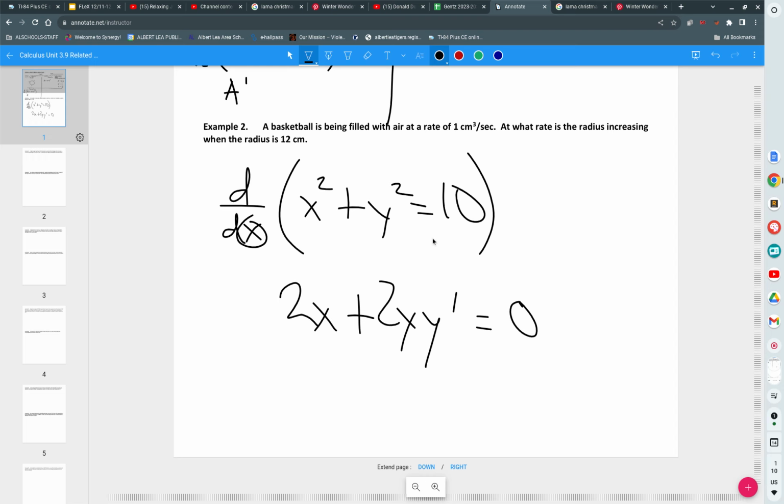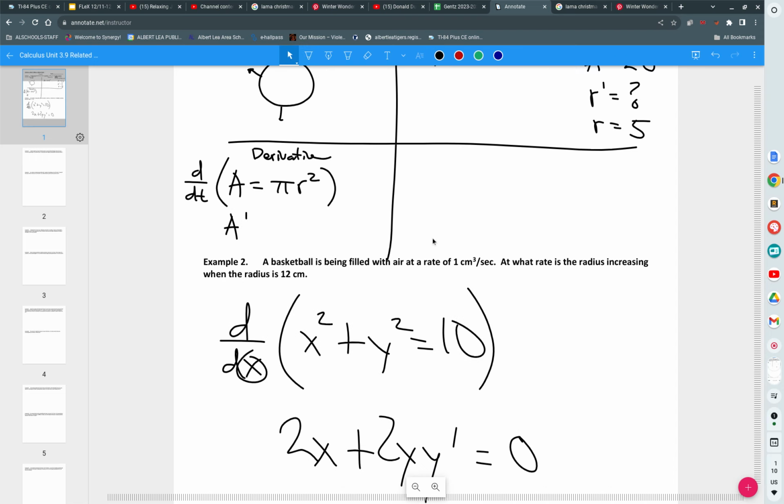So in this situation right here, just notice that the derivative of A doesn't match with t, so it's A prime is equal to, anybody want to guess what the derivative of pi r squared is? 2 pi r prime. See it?